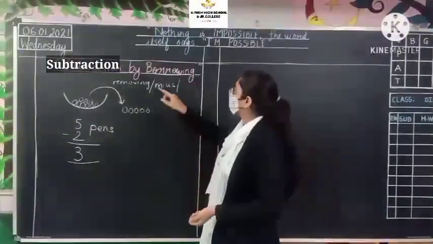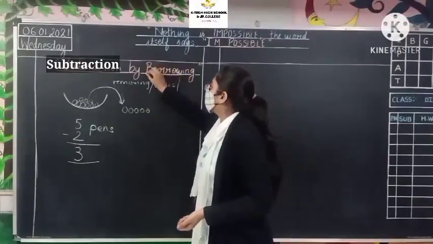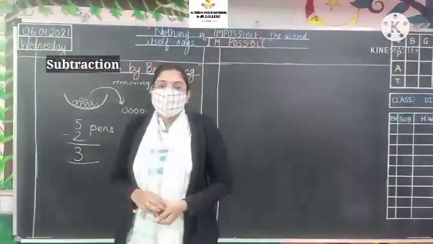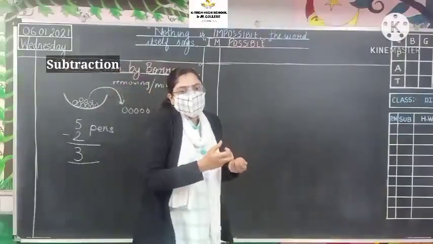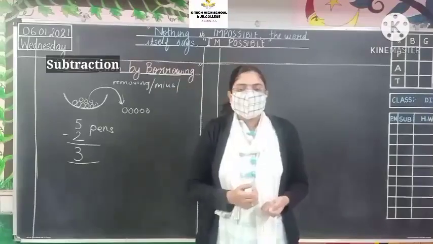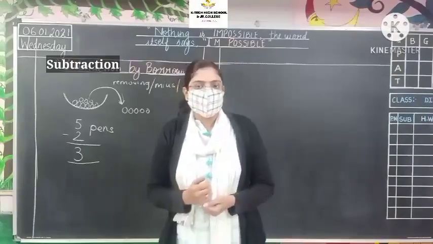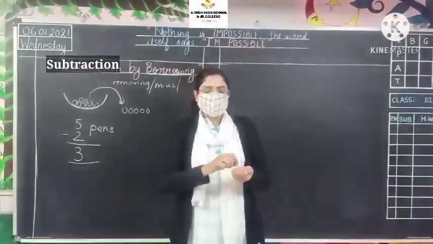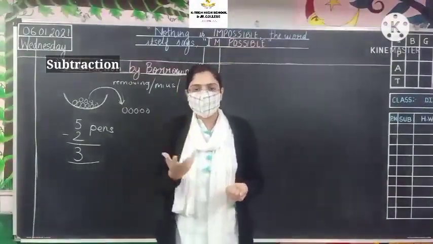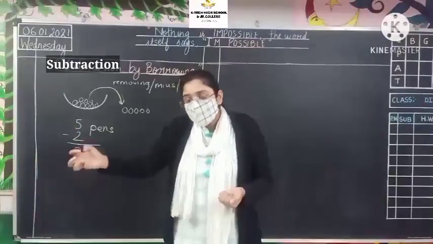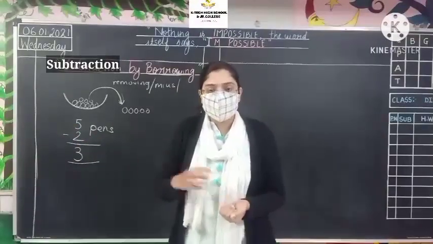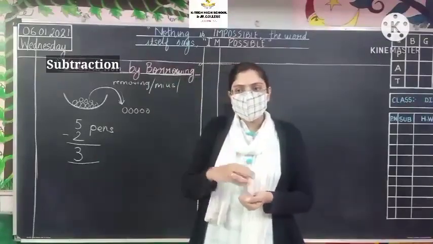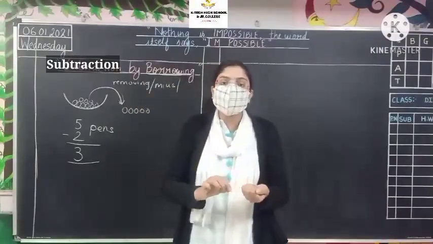See what is written here? Subtraction by borrowing. What does borrowing mean? Borrowing means taking something from someone. Example, when you want to write something but you don't have a pen or pencil, you take something from your friend. That is called borrowing, taking something from someone to complete your work.